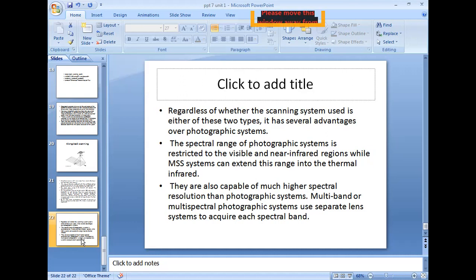So tomorrow we will discuss another topic: there are some errors found in these images. Due to this scanning system, the energy absorbed by the scanner is converted into the image and recorded at the ground station, and then the image can be recognized. In these types of images, there are many types of errors found. To rectify these errors and restore the image, we have to go through these different types of errors. In the next class we will discuss the errors. Thank you.